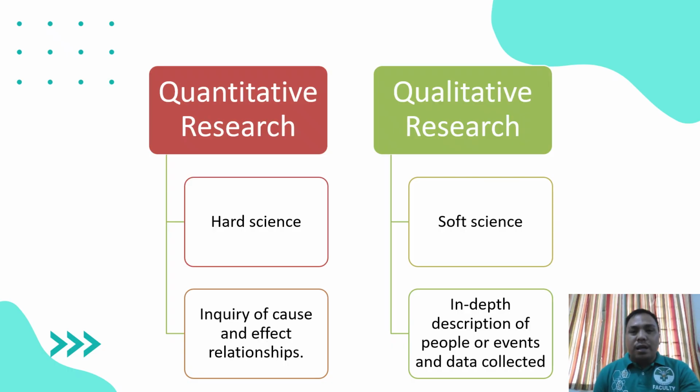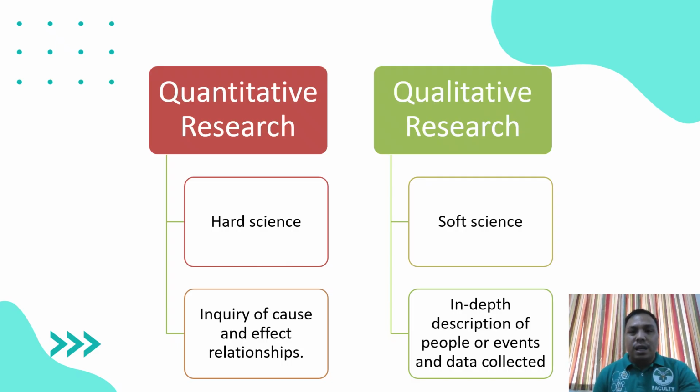Okay. Quantitative research, often referred to as the hard science approach, focuses on examining measurable variables to identify patterns, test hypotheses, and determine cause and effect relationships. It relies on structured data collection methods such as surveys, experiments, or standardized tests, and the use of statistical tools to analyze numerical data.